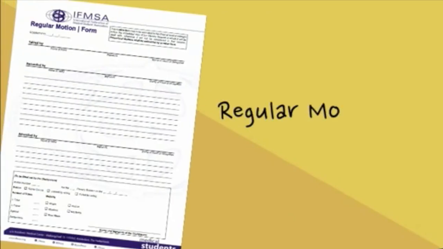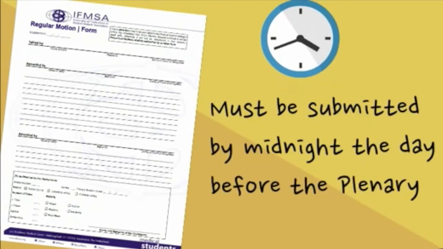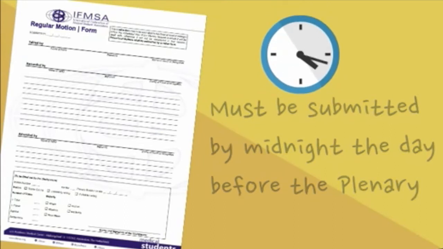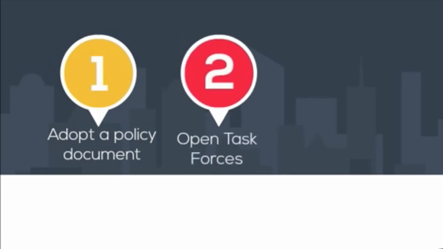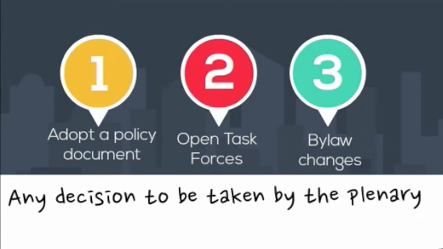There are two types of motions that are tabled during plenaries, and for both, a motion form must be filled. Regular motions. If you would like to table a regular motion, it must be submitted by midnight the day before the plenary when you want it to be addressed. A regular motion is used, for example, to adopt policy documents, to propose to open task forces, or for bylaw changes, basically anything requiring a decision during the plenary.